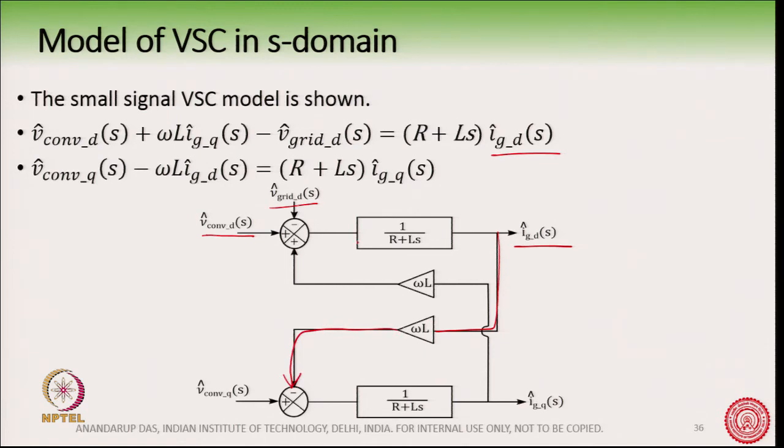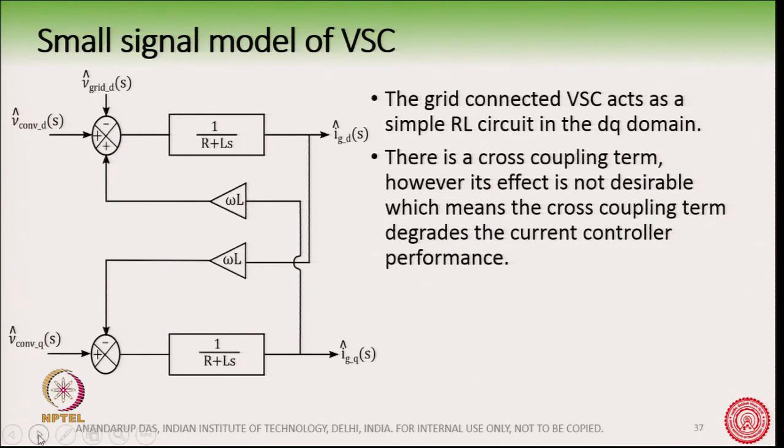What is important is that there is a V grid d effect of this V grid d S here, but what is important is that this is the R plus L S term here. Okay. So, if somehow we can get rid of these two terms, that is what we had just previously mentioned, that this feed forward term inside the controller will help us to nullify this effect of these cross coupling terms.